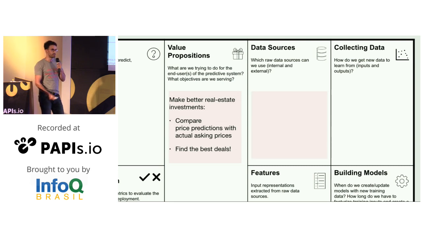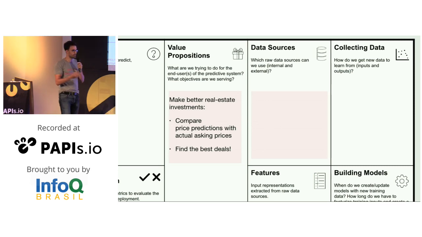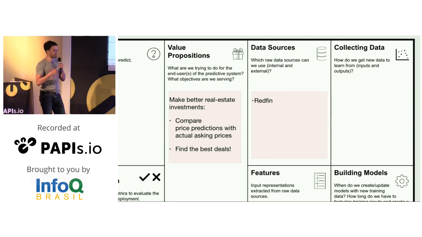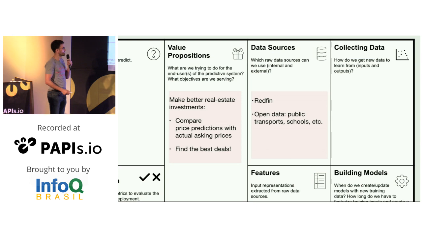Data sources, you'd need to collect data. Maybe you would want to scrape data from, I don't know, Zillow, or the example that Paul had was Redfin, I think, which has a feature to export data in a very convenient way. And then maybe you also want to use open data, like data about public transports or schools. Some of it is open data. So, that's an external data source.